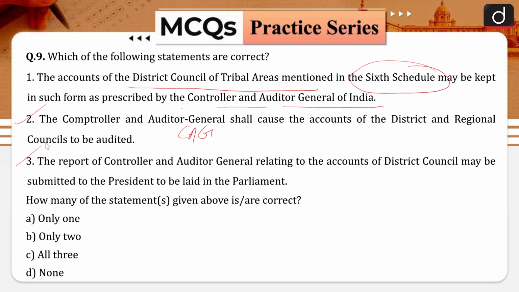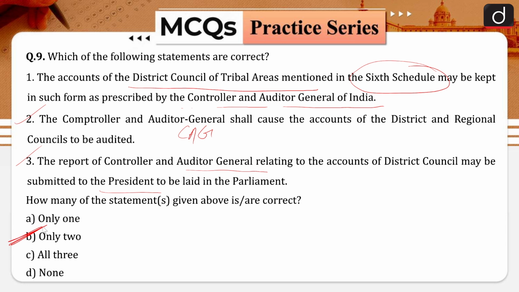Statement 3: The report of the Comptroller and Auditor General relating to the accounts of the district council may be submitted to the President to be laid in the Parliament. How many of the statements given above are correct? Option A is only 1. Option B is only 2. Option C is all of the 3, and option D is none of the statements given herein are correct in nature. So the correct answer for this question is going to be option B. Only 2 statements are correct.